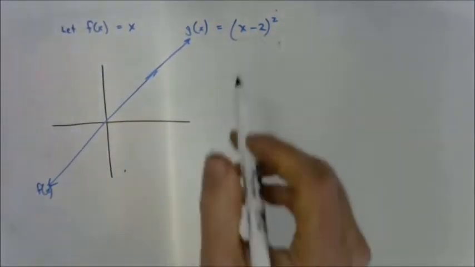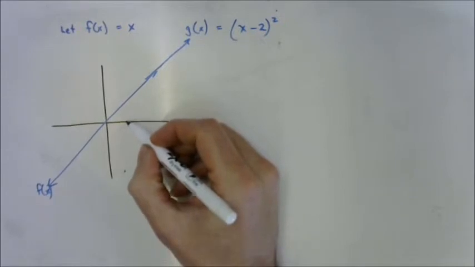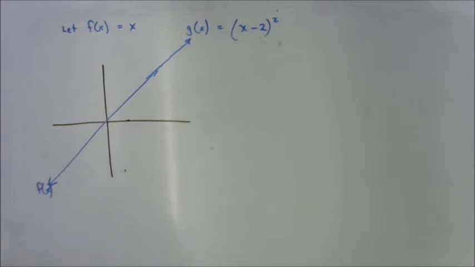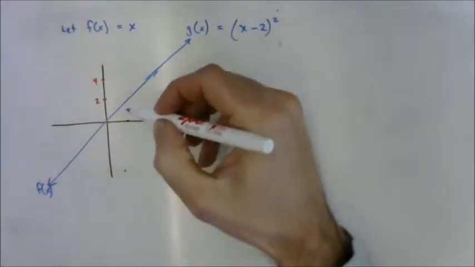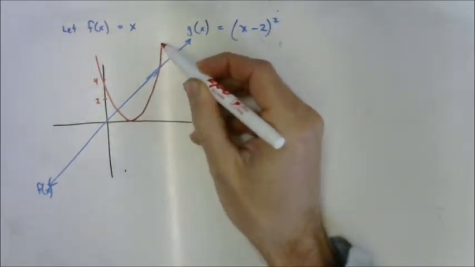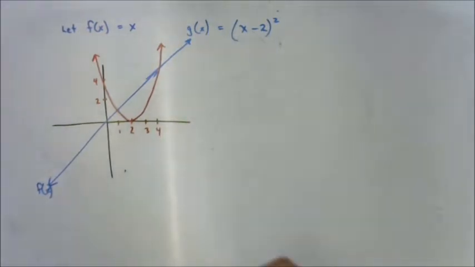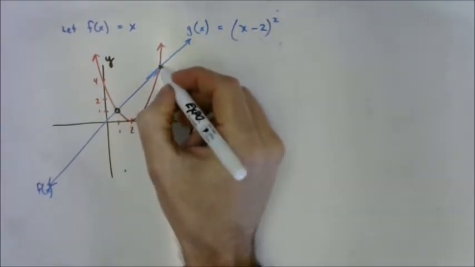g of x is a parabola in the shape of y equals x squared that has been translated to the right 2 units. So it has its vertex at (2, 0), and that means it's going to have a y-intercept of 4. Of course, your graph will be much more beautiful than mine. X-axis, y-axis. All right. We can see from our graph, if you did a good job graphing, the points of intersection. The points of intersection here are at (1, 1) and at (4, 4).